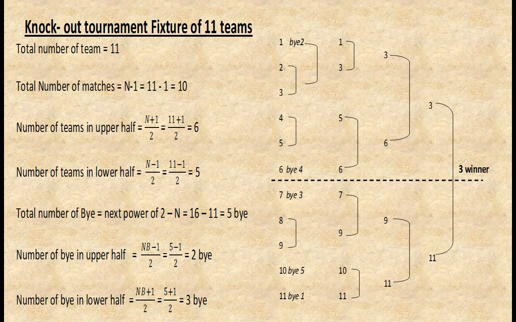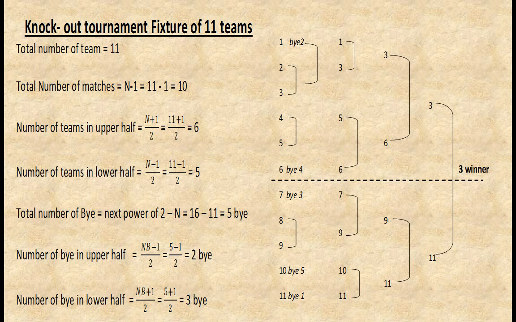Now where we will give second bye? To the first team. Why? Because we have to give second bye to the first team of upper half. Third bye we will give to 7. Why? Because we have to give third bye to the first team of lower half. Now where we will give fourth bye? To the 6th team. Why? Because we have to give fourth bye to the last team of upper half. In this sequence, we will give fifth bye to the 10th team.